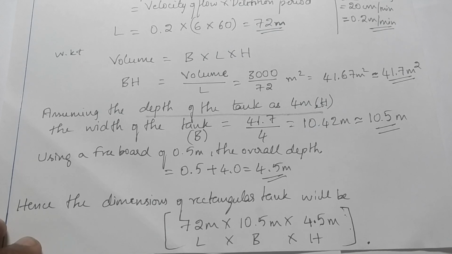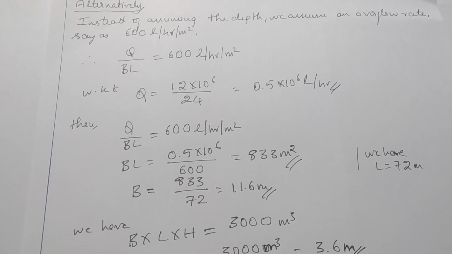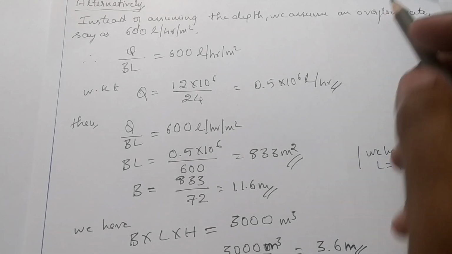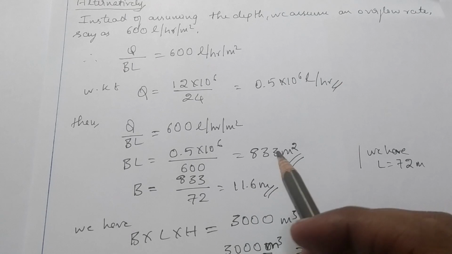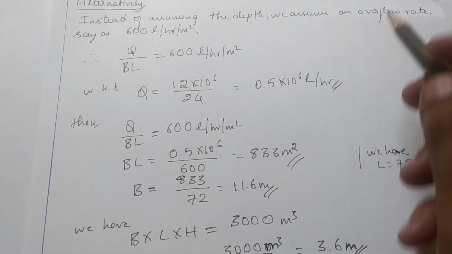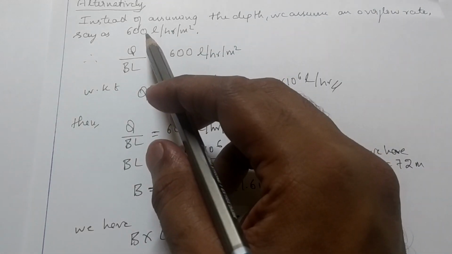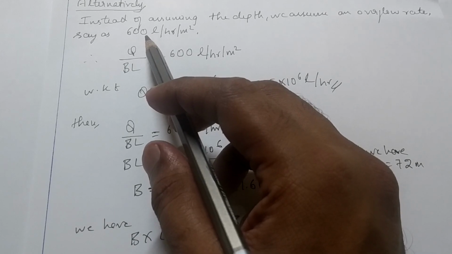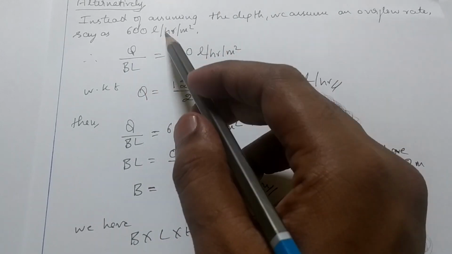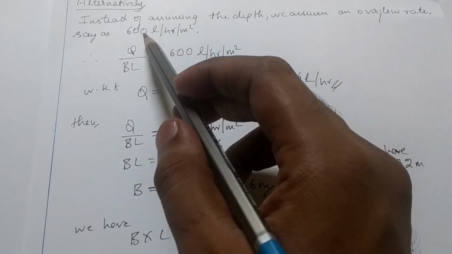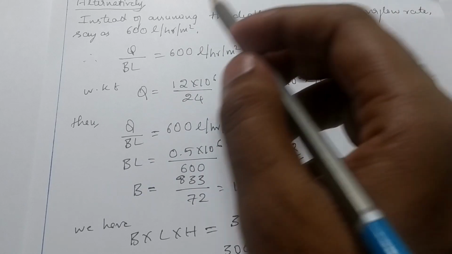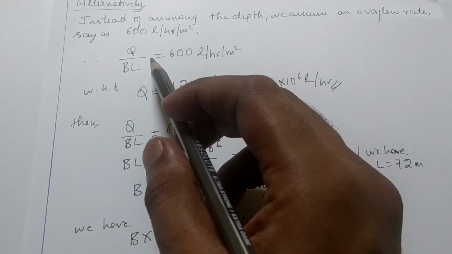Alternatively, we can obtain the same dimensions by considering the overflow rate, or assuming the overflow rate instead of depth. So let us assume the overflow rate as I mentioned in the earlier video, we can consider 500 to 750 liter per hour per meter square. Here I have considered 600 liter per hour per meter square, the overflow rate.